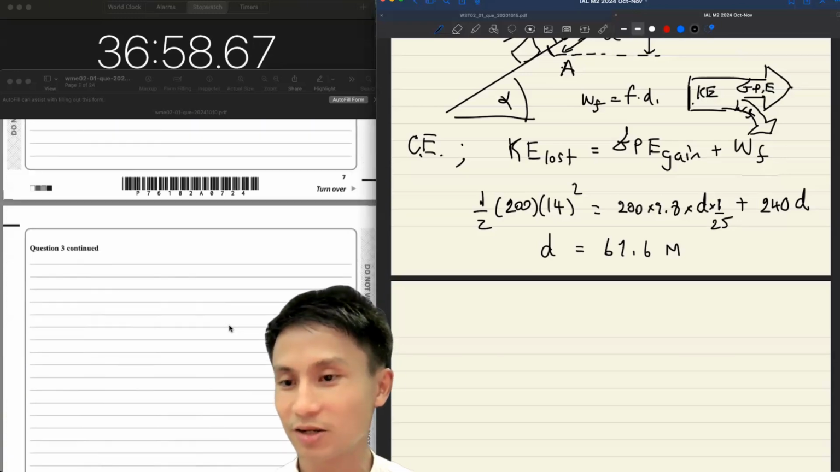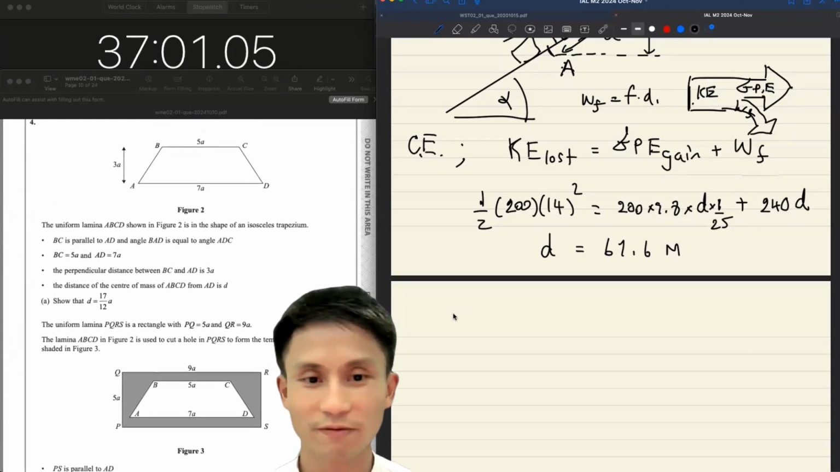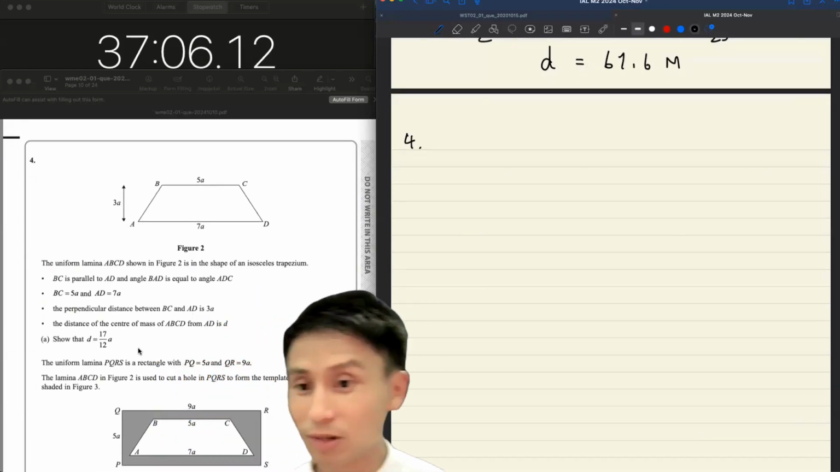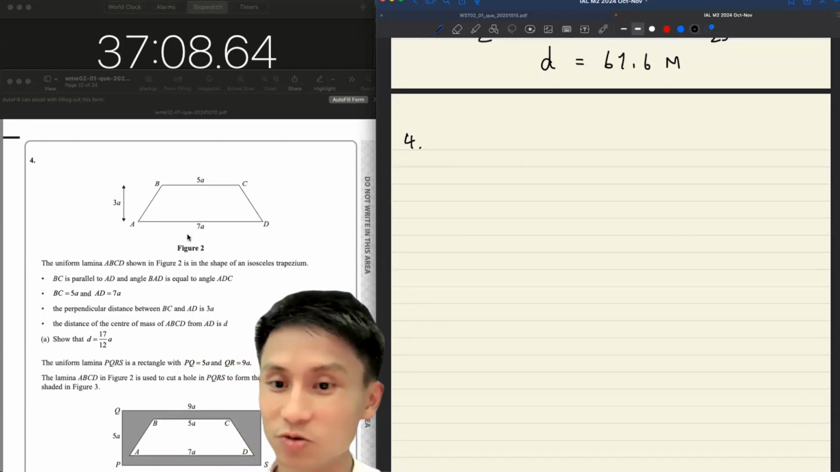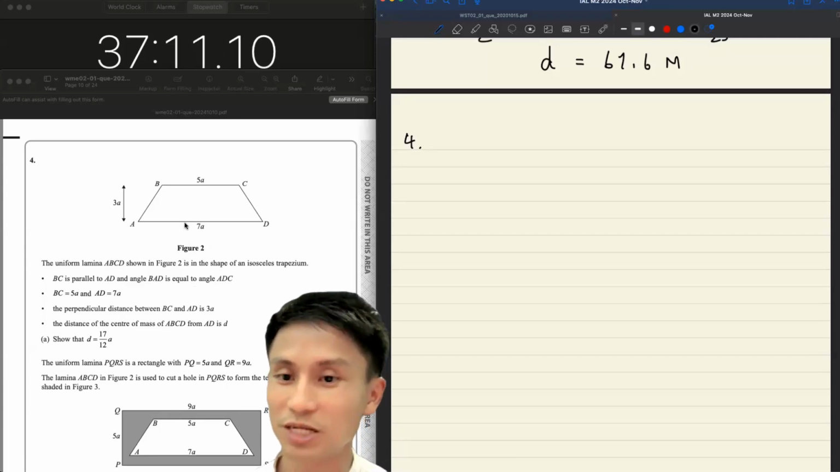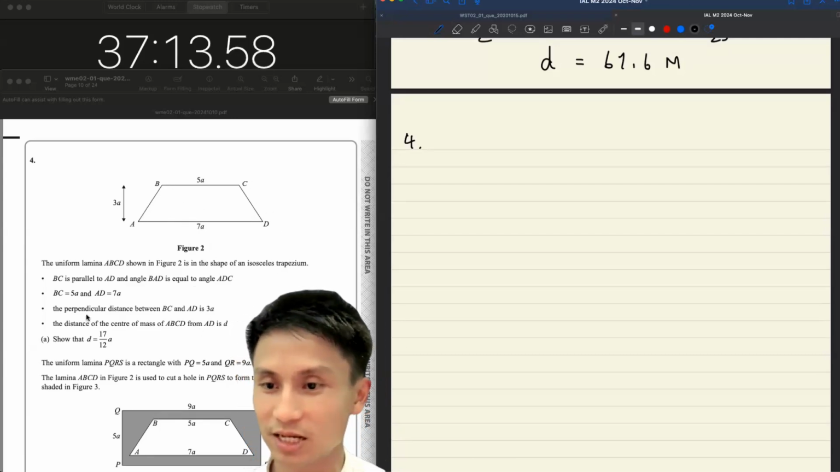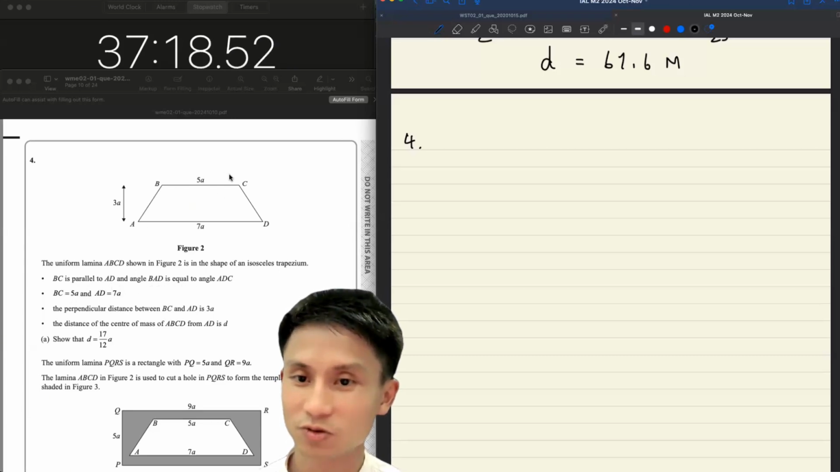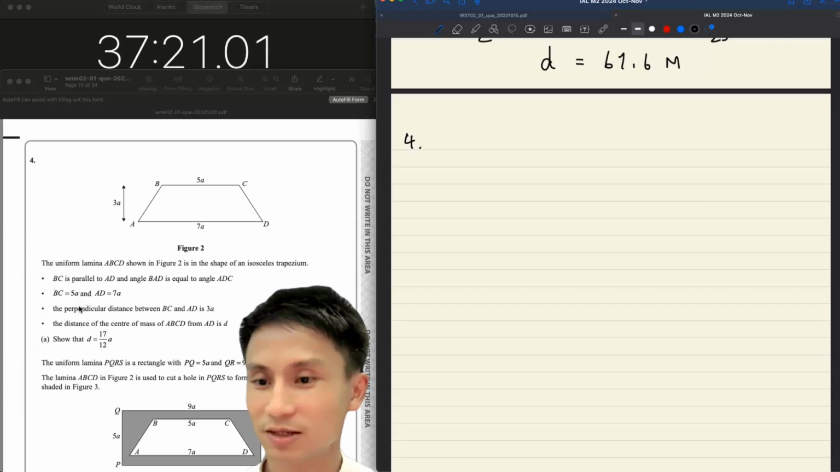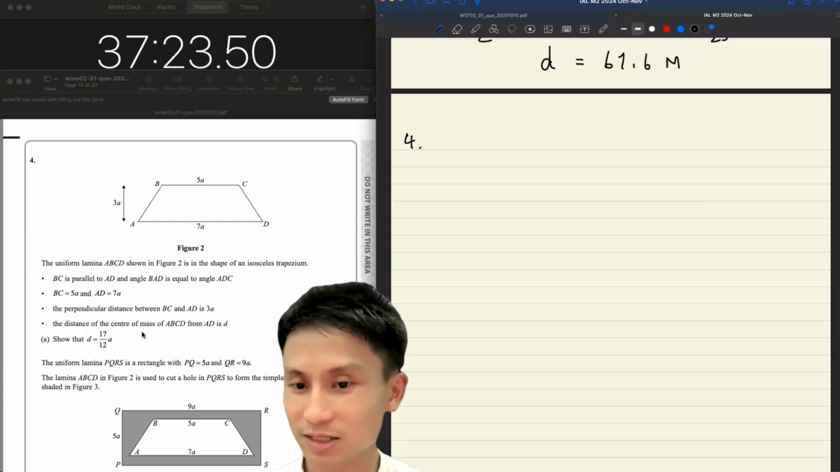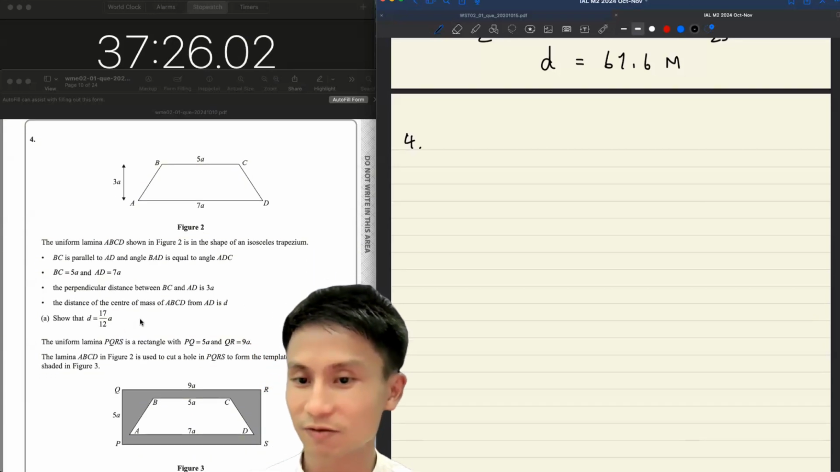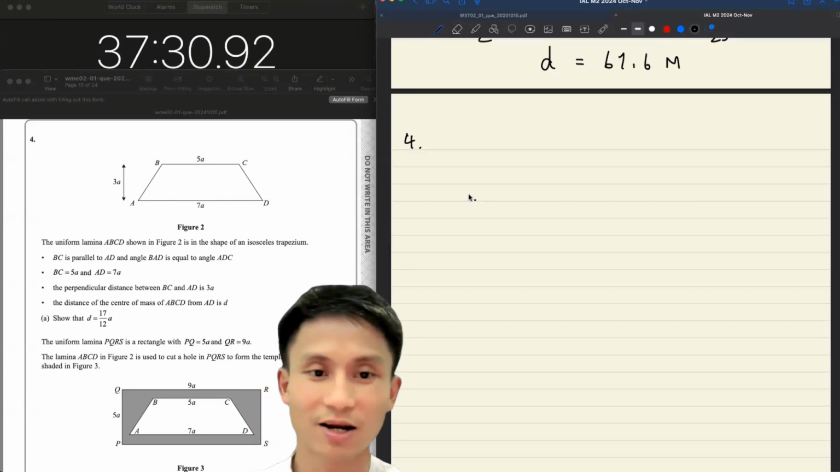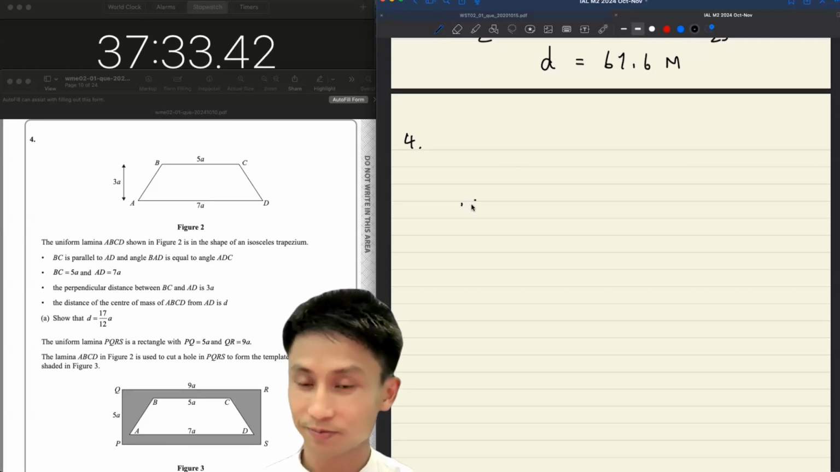I'm just going to go ahead and do question 4. All right, so this is probably about center of mass. Uniform lamina ABCD shown in figure 2 is in the shape of an isosceles trapezium. That means AB equals CD. BC is parallel to AD and angle BAD is equal to that. Yeah, of course. BC is 5a, blah, blah, blah. Perpendicular distance is 3a. The distance of the center of mass of ABCD from AD is d.